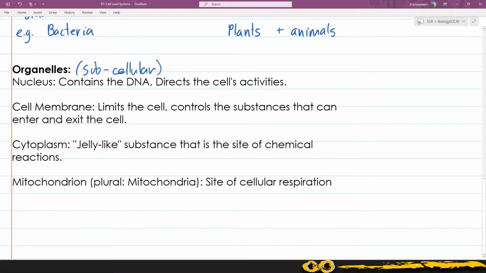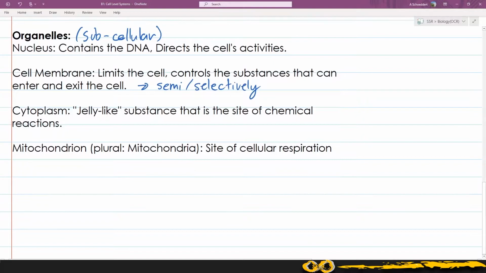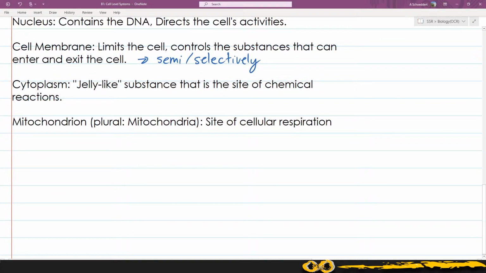Your cell membrane is going to limit the cell, and it's going to control the substances that can come in and out. You might have heard the words semi-permeable or selectively permeable to describe the cell membrane. The cytoplasm is where you have all of your chemical reactions, and then your mitochondrion, or if you're talking about all of them, the mitochondria, are your site of cellular respiration, which is the energy production for the cell. And you should hopefully remember that cells use ATP. So it's actually ATP that we're talking about when we're talking about energy production in the cell.